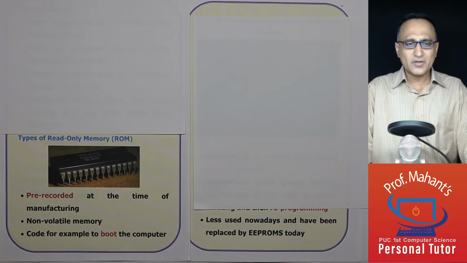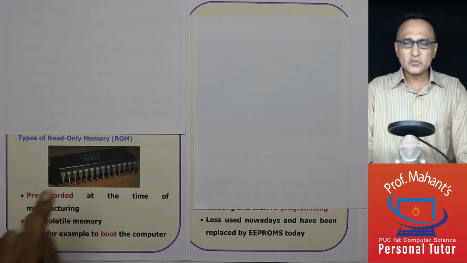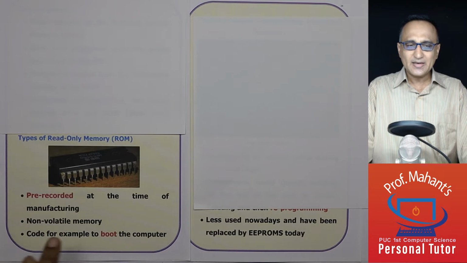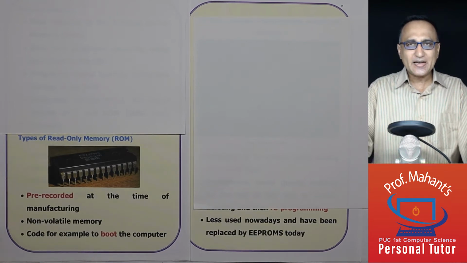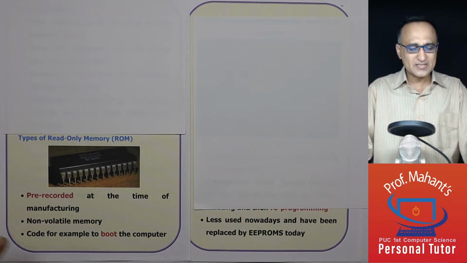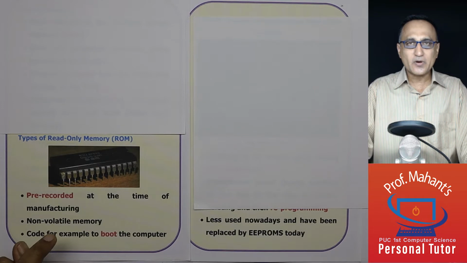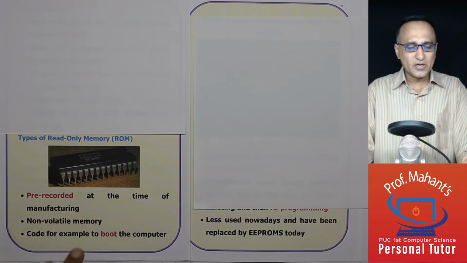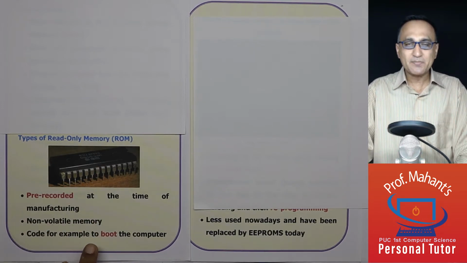We're going to discuss the different types of ROMs, or read-only memories. Read-only memories are used to contain data and programs which are not going to be erased. For example, there is a certain program written into the read-only memory which is used to boot. That means it is used to start your computer and hand over the control to the operating system.